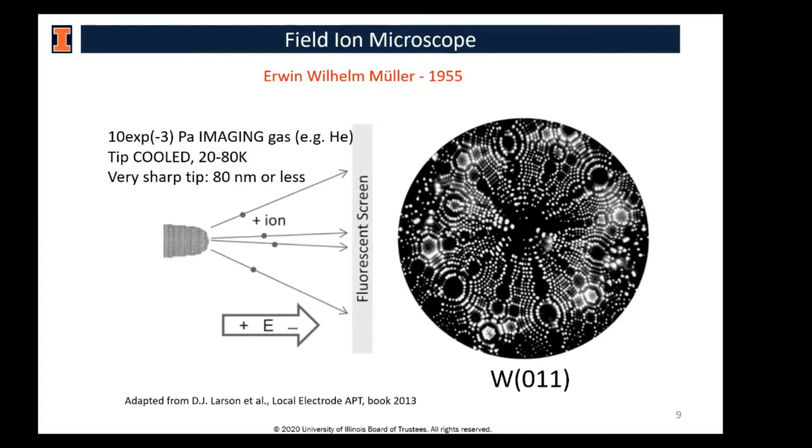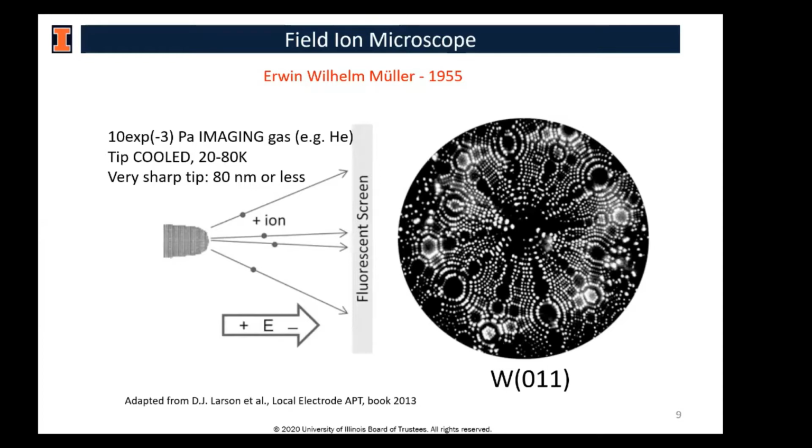And instead of vacuum between the tip and the fluorescent screen, there was some 10 to the minus 3 pascals of imaging gas, typically a noble gas like helium. This time, because we're talking about emission of ions, the tip was biased positively with respect to the phosphor screen. The effect you see on the right-hand side is a beautiful pattern, again, of tungsten 011 with the twofold symmetric distribution of these dots. These dots actually represent atoms.